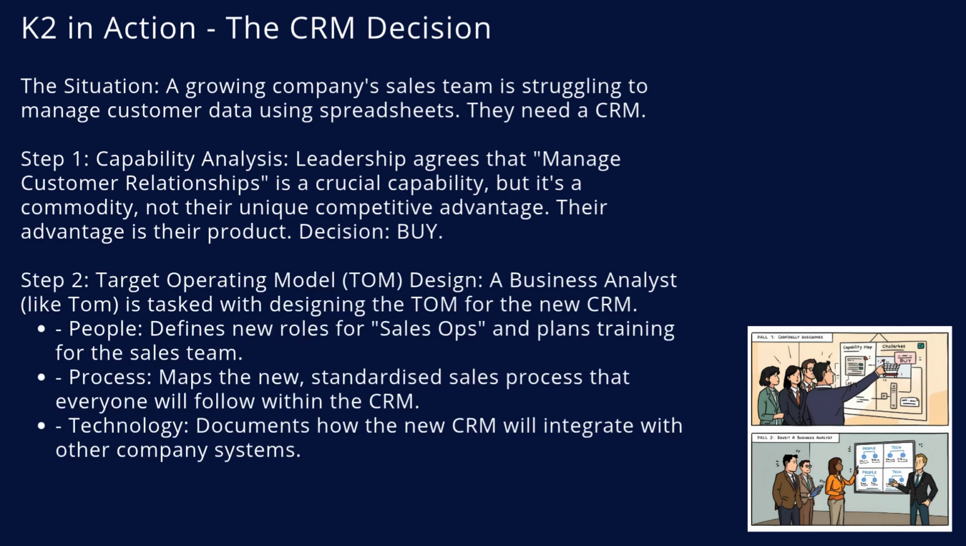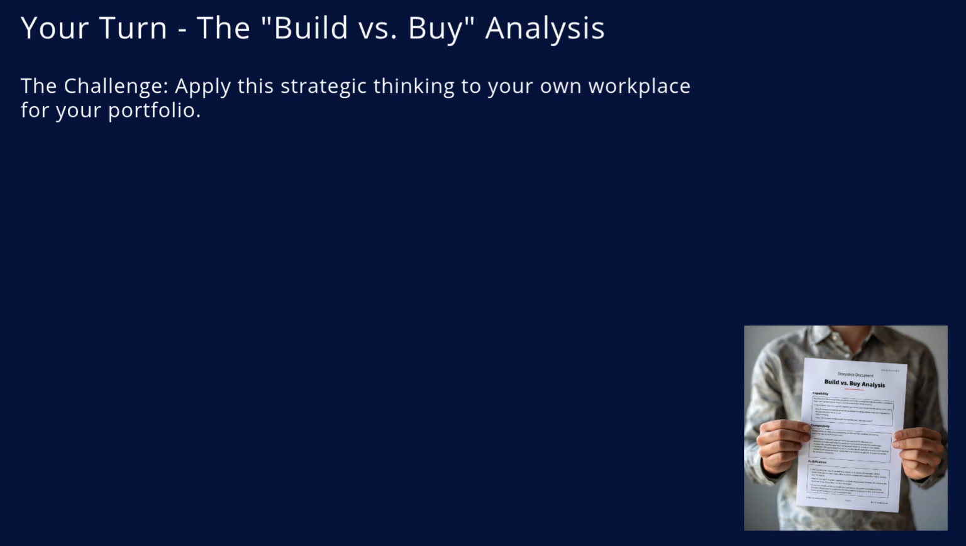But the work doesn't stop there. They assign a business analyst to create a target operating model for the new system. The BA works with the sales team to define the future state. For people, they identify the need for a new role to administer the CRM and plan a training program. For process, they map out the new, standardized sales workflow. And for technology, they plan how the CRM will connect to other systems. The capability model helped them make the right choice, and the TOM provided the roadmap to make that choice a success.